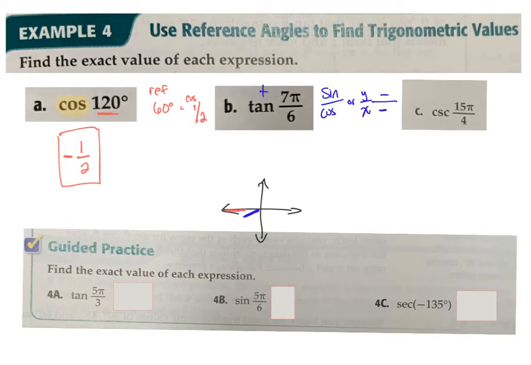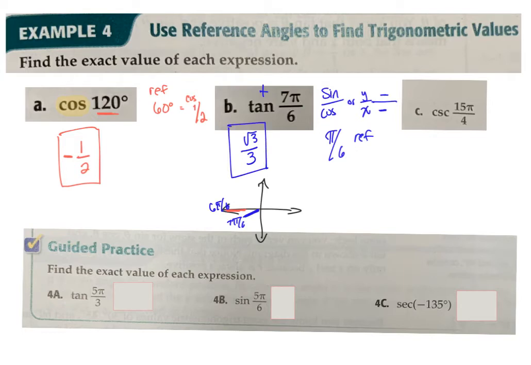So now I need the reference angle. My reference angle is going to be pi over 6 because it's the difference between 7 pi over 6 and 6 pi over 6, right? So just 1 pi over 6 is my reference angle here. Pi over 6 is also known as 30 degrees. So what is my tangent of a 30-degree angle? It's square root of 3 over 3. It is going to remain positive because it is in the third quadrant.